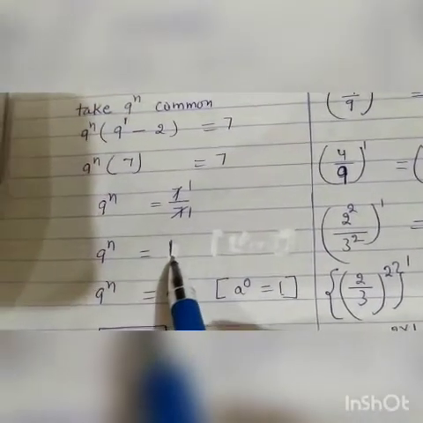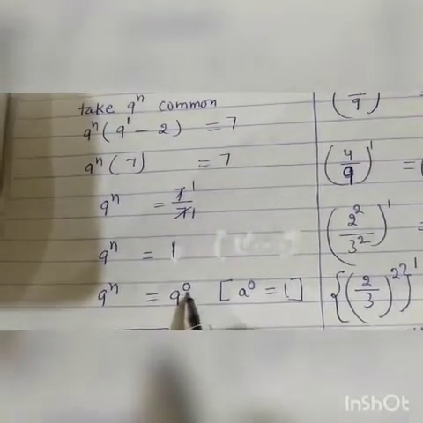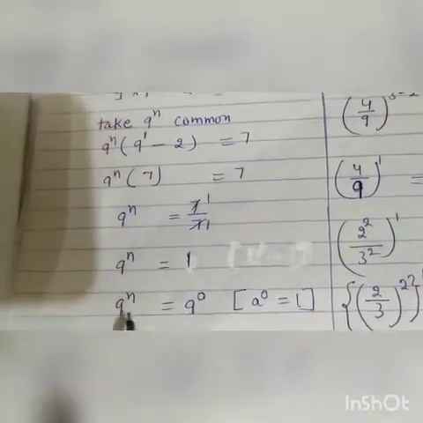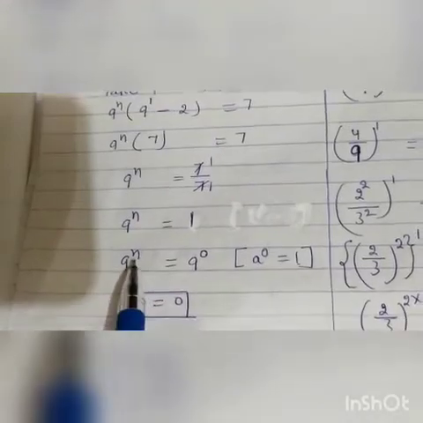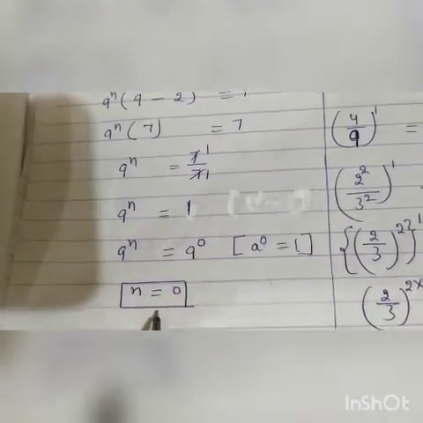So we can write this 1 as 9 power 0 because we need base 9. Now both the bases are same. So value of n is equal to 0.